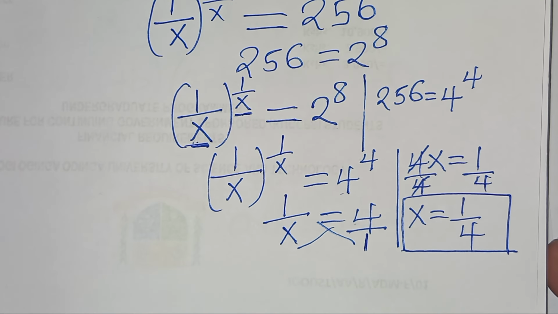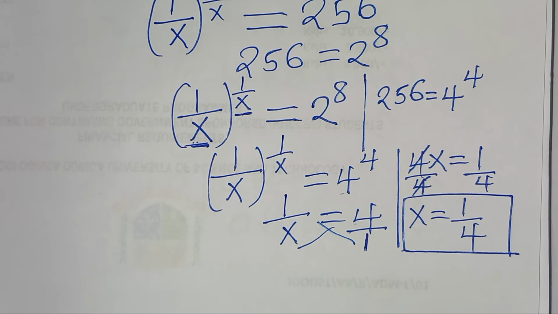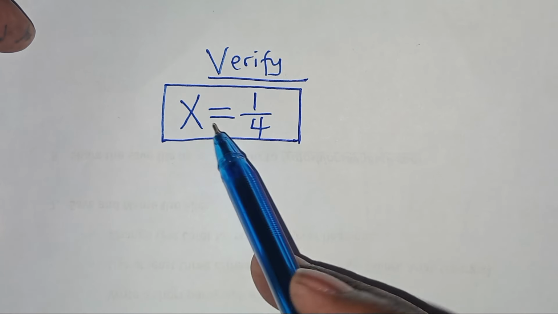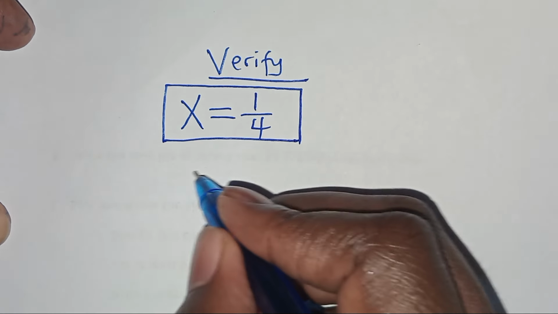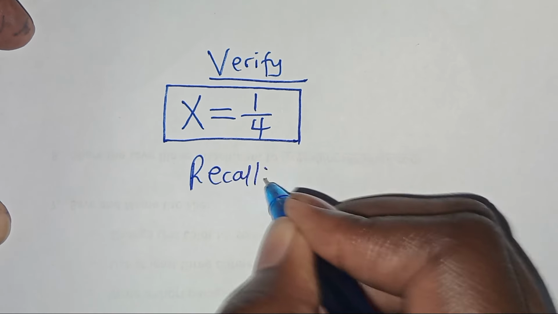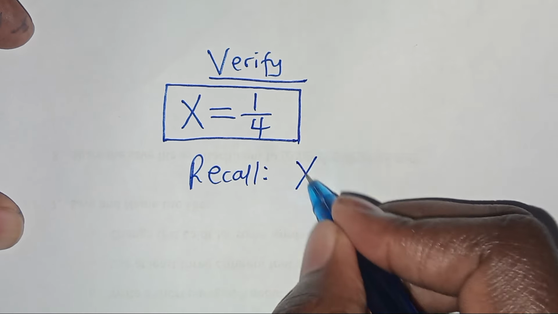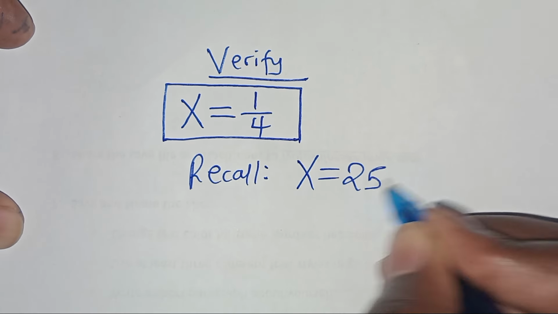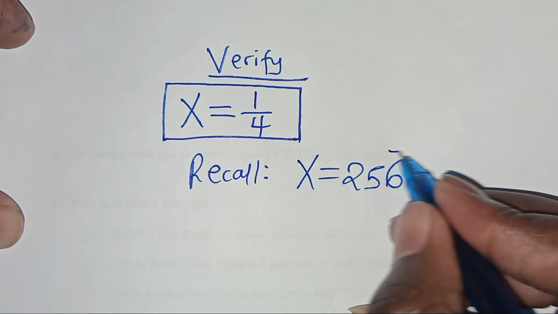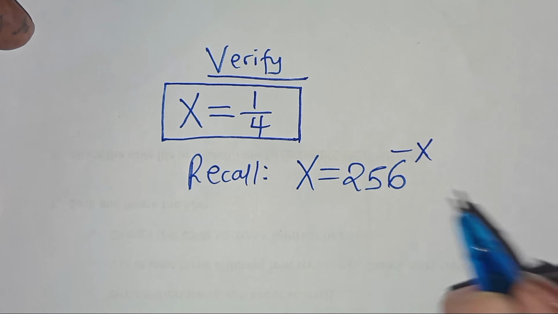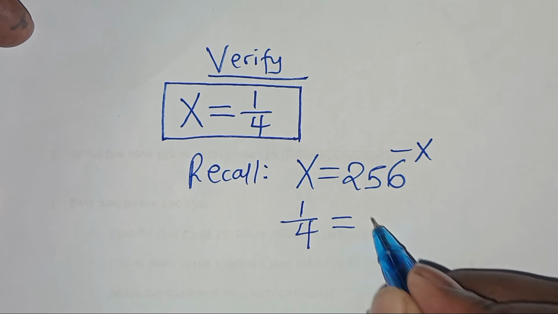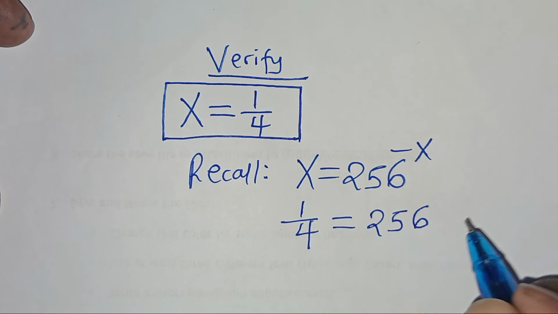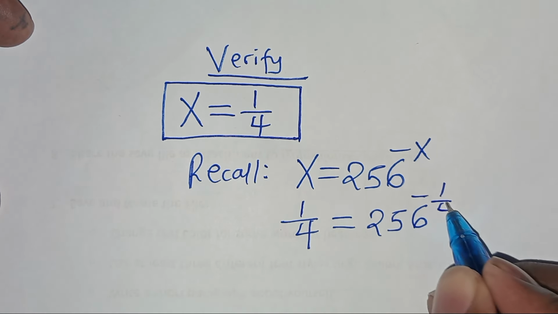The next step from here is to verify. So let's verify that this value of x, which is 1 over 4, satisfies the equation as follows. Now if you recall, we have the equation as x is equal to 256 raised to the power of minus x. From here, let's substitute x, which is 1 over 4. This is equal to 256 raised to the power of minus 1 over 4.